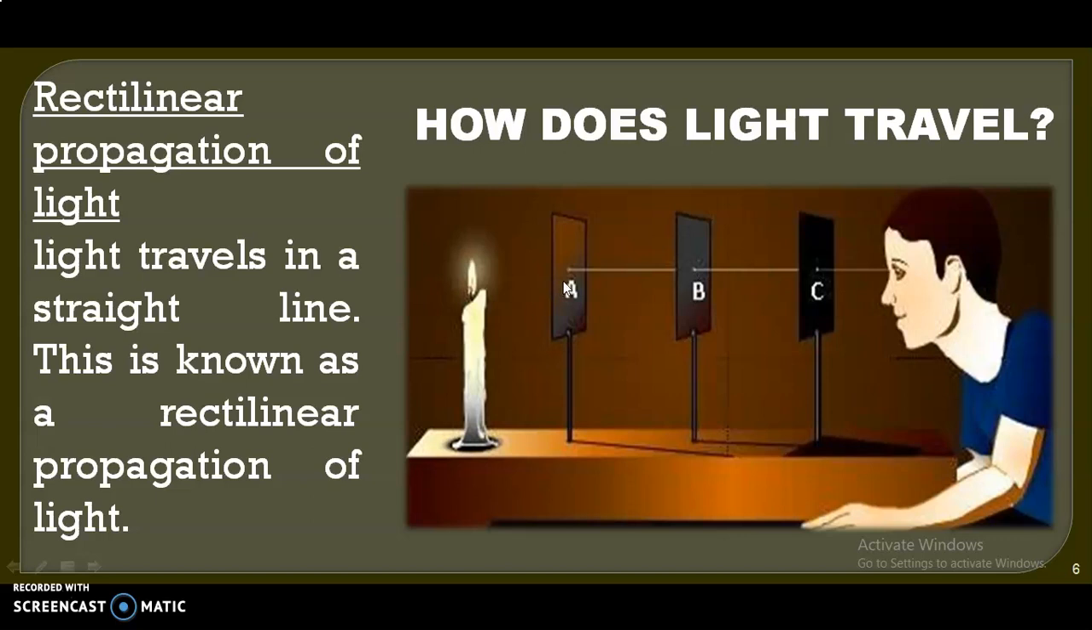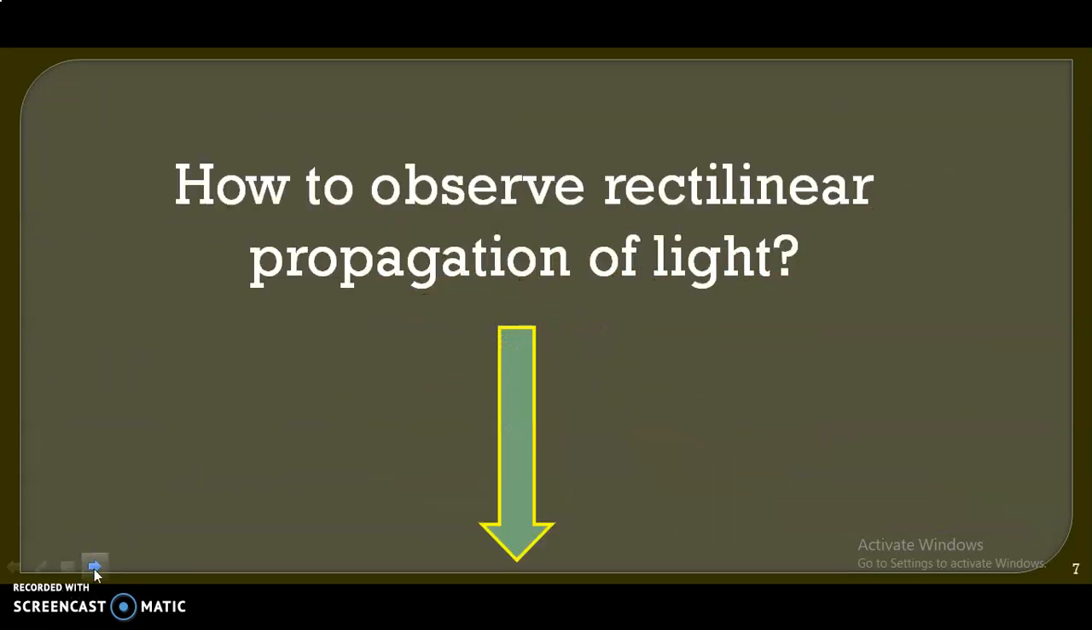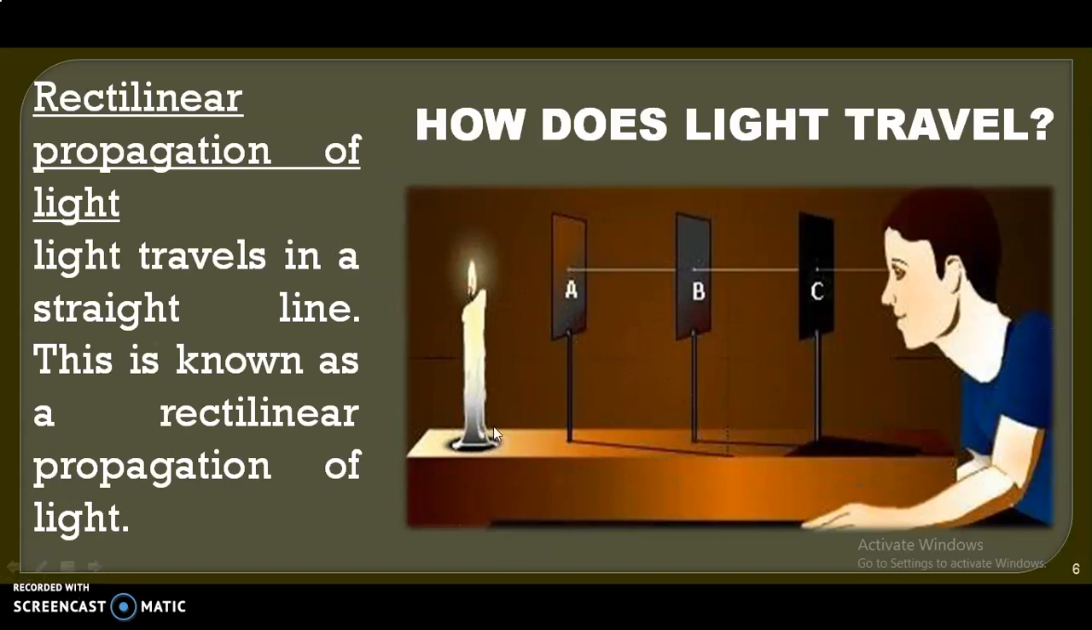When the boy is trying to see the light coming out of the candle, and as an observer, when we see from a distance, we find that the light is traveling in a straight line to the observer's eye. So one of the properties of light is that light travels in a straight line, and this is known as rectilinear propagation of light. How do we observe rectilinear propagation of light? We saw in the previous slide a simple arrangement that can be made by us to observe this property of light.